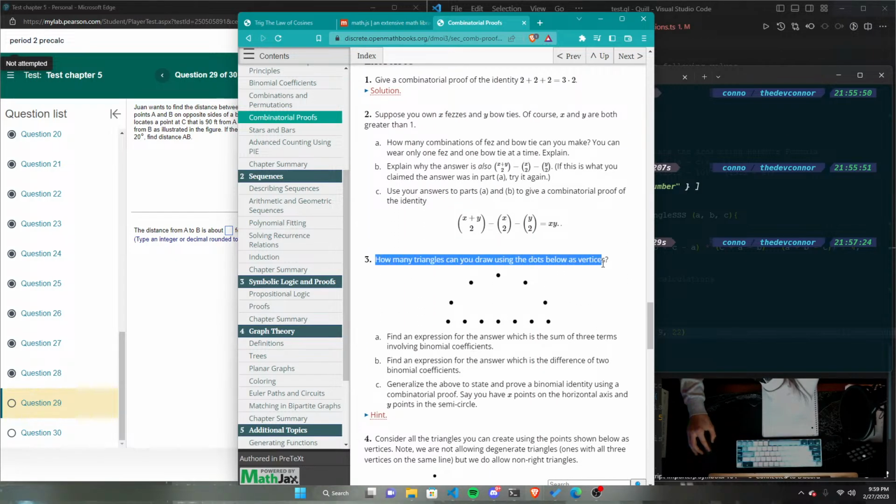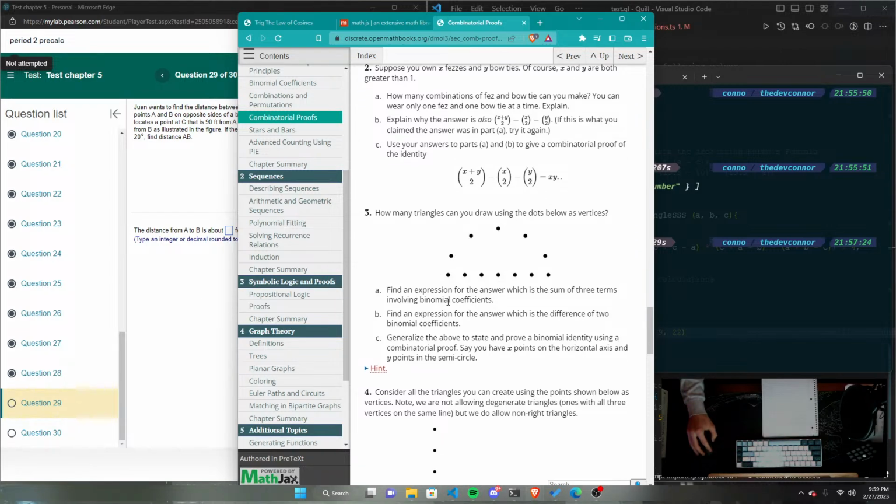So it's like, how many triangles can you draw using the dots below as vertices? These are really fun. I like these because... 1, 2. Oh, yeah, you'll never get it if you do that. It's a big number. Very large number. So one way to think about it is you're like, okay, how in the hell can you do this? Well, think about it, right? What isn't a triangle? 3 dots on a line, right?